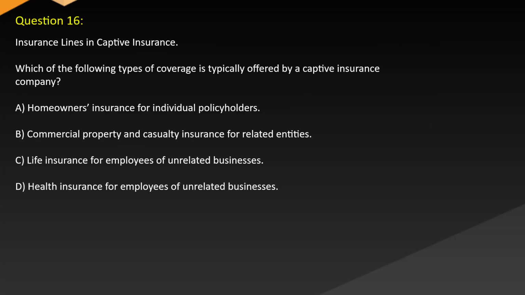Question 16. Insurance lines in captive insurance. Which of the following types of coverage is typically offered by a captive insurance company? A. Homeowners insurance for individual policyholders. B. Commercial property and casualty insurance for related entities. C. Life insurance for employees of unrelated businesses. D. Health insurance for employees of unrelated businesses.